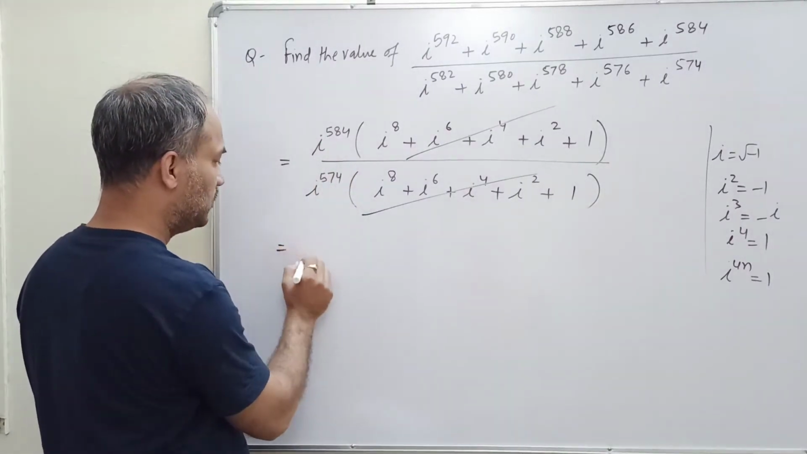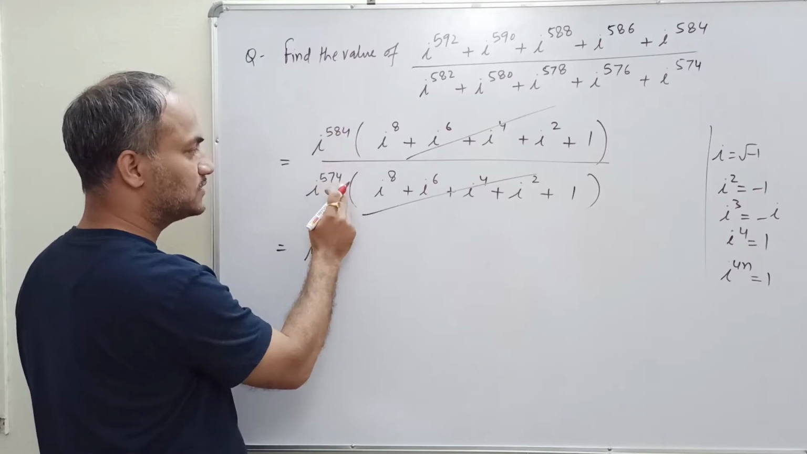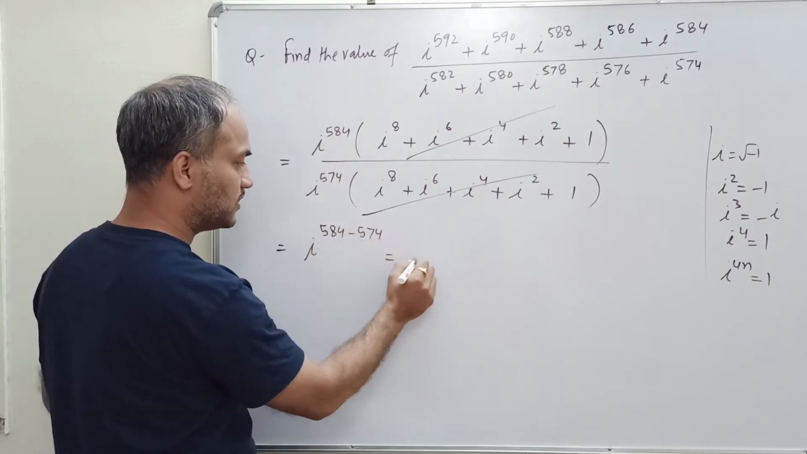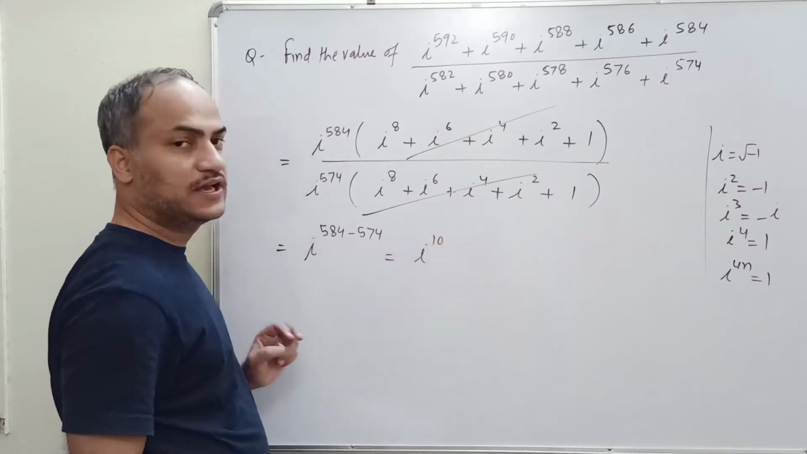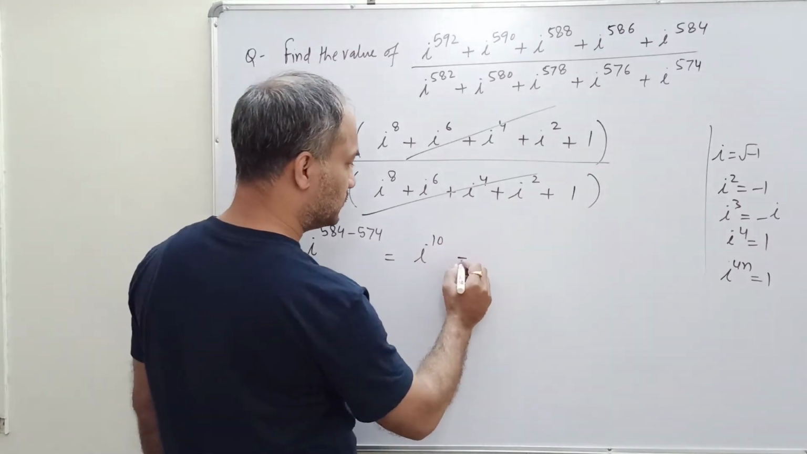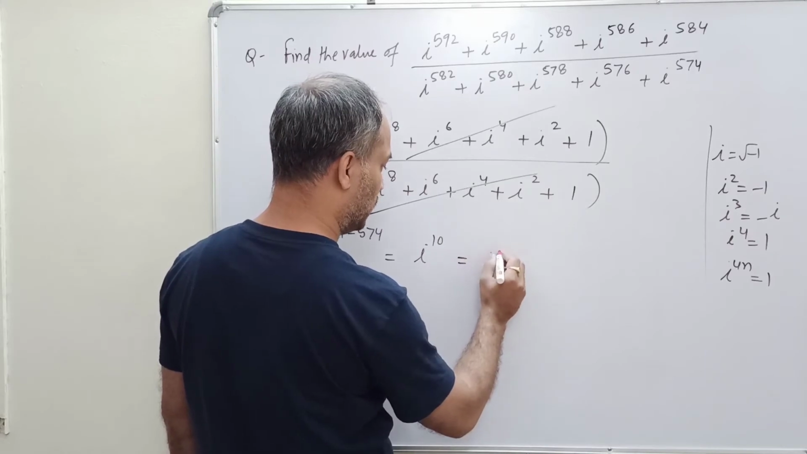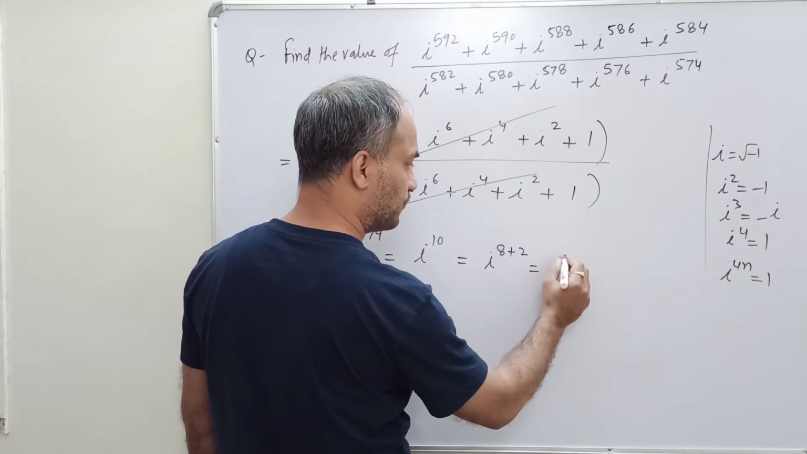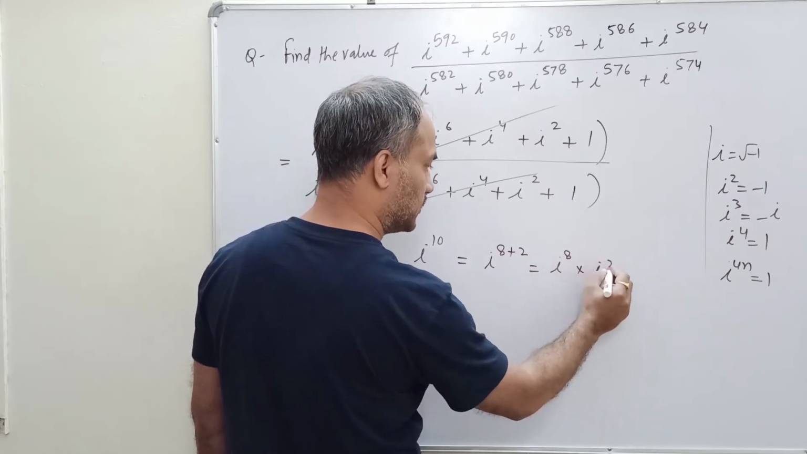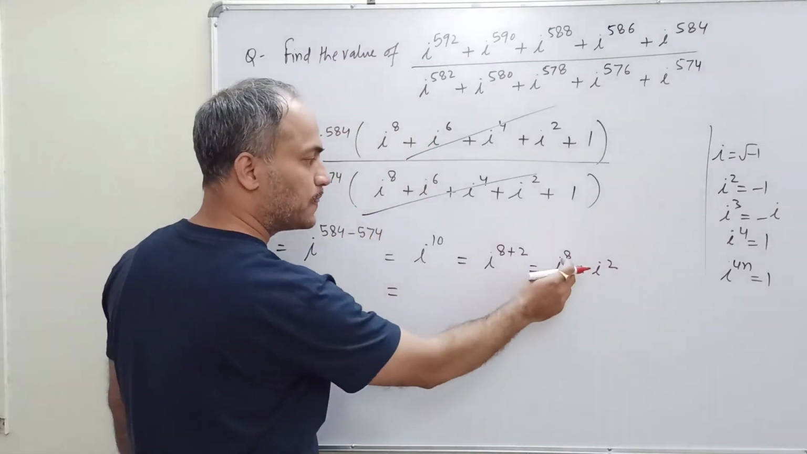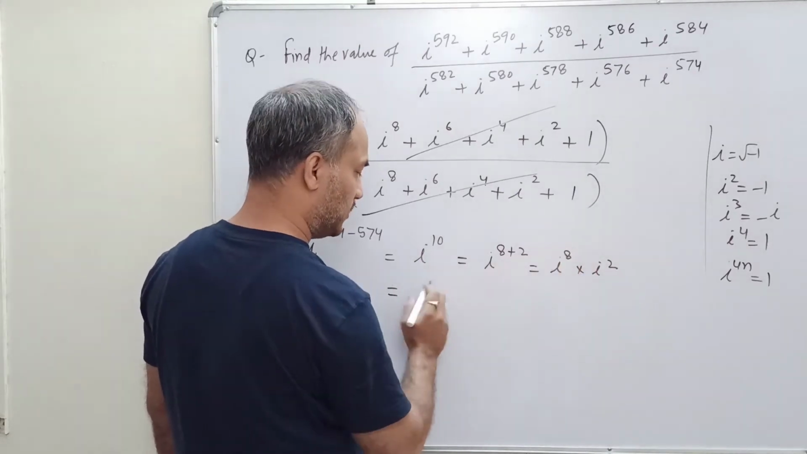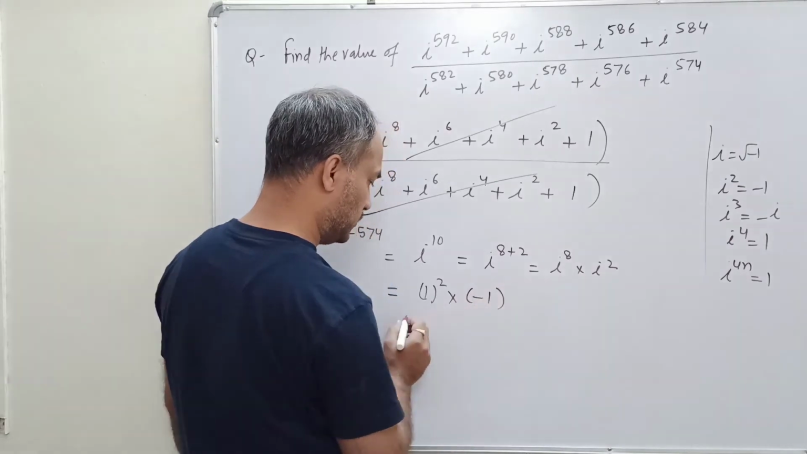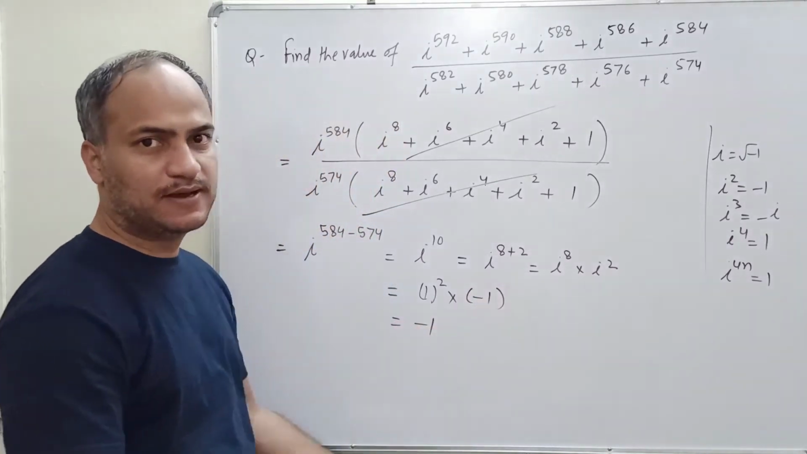So this will be iota to the power 584 minus 574, and this is iota to the power 10. Now you know this can be written as iota to the power 8 plus 2. Iota to the power 8 is like this, so this will be iota to the power 4 squared. It means 1 squared, into this term, which is minus 1. So we get the answer as minus 1.